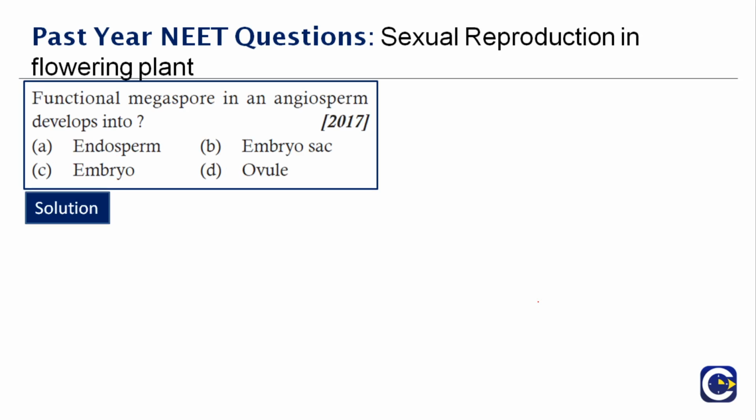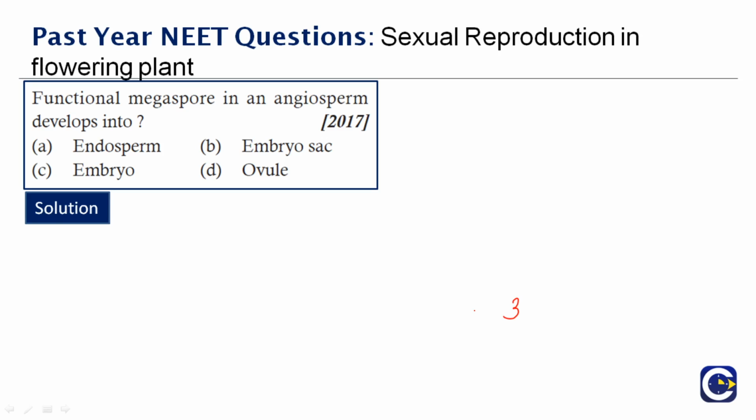So here if you see, the first cell of the female gametophytic generation in angiosperm is a megaspore. It undergoes 3 mitotic divisions to form an 8-nucleated and 7-celled embryo sac. Therefore, the right answer to this question is option B, embryo sac.